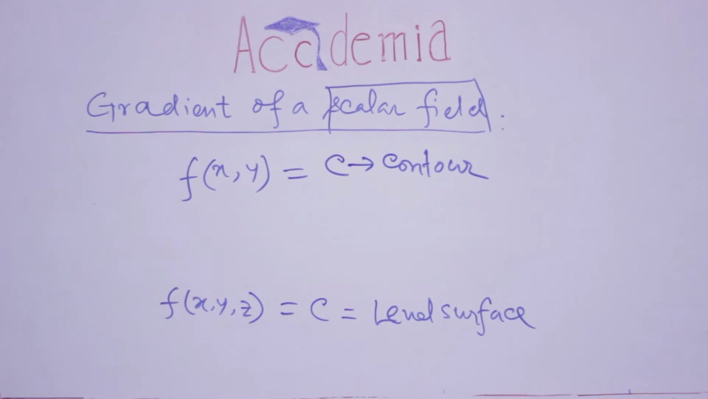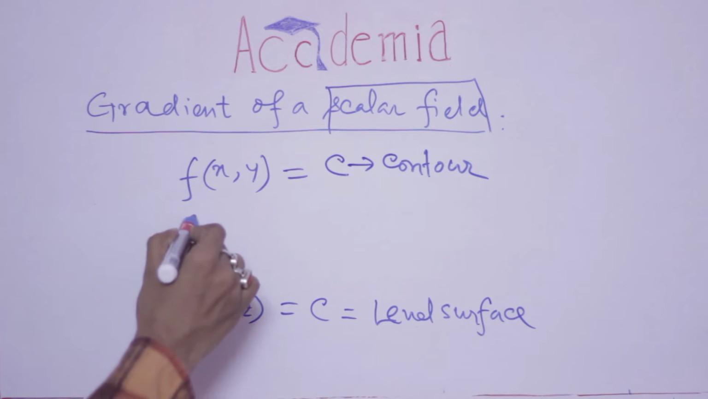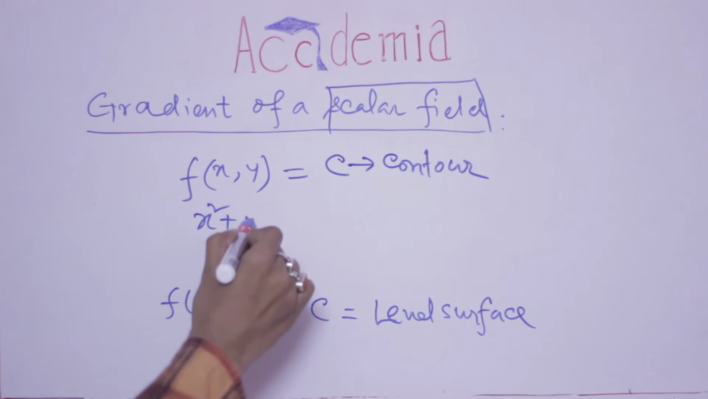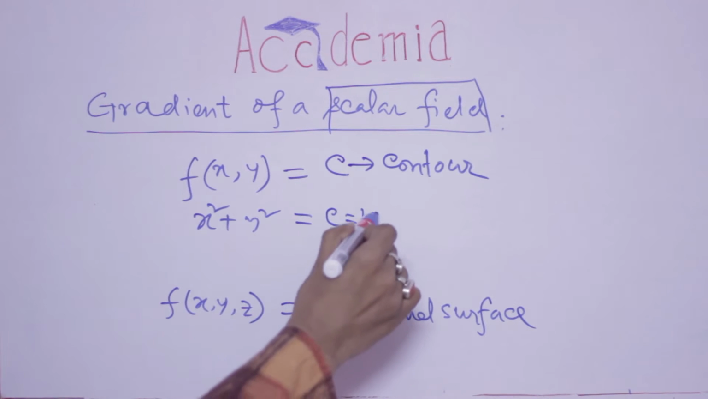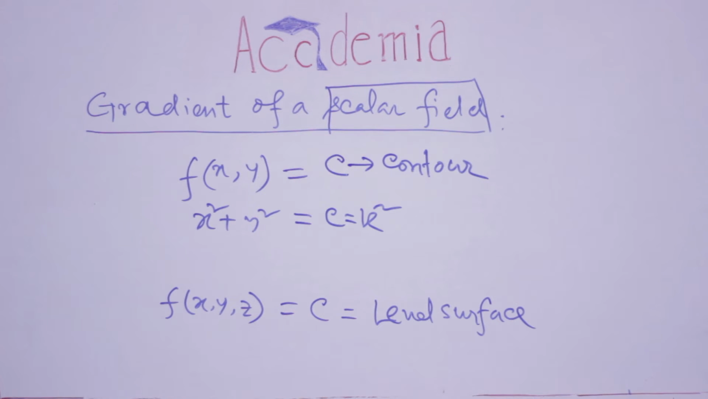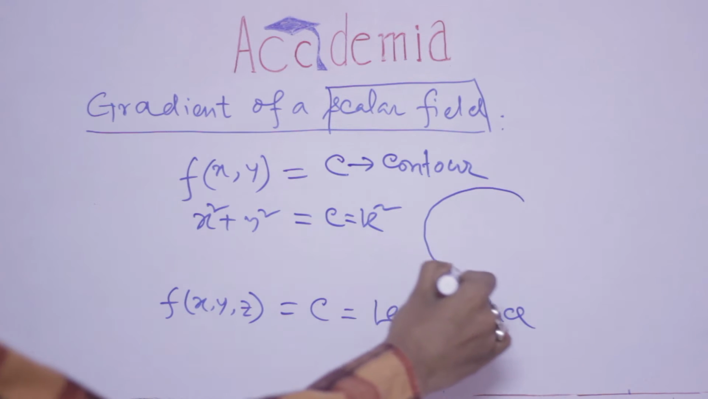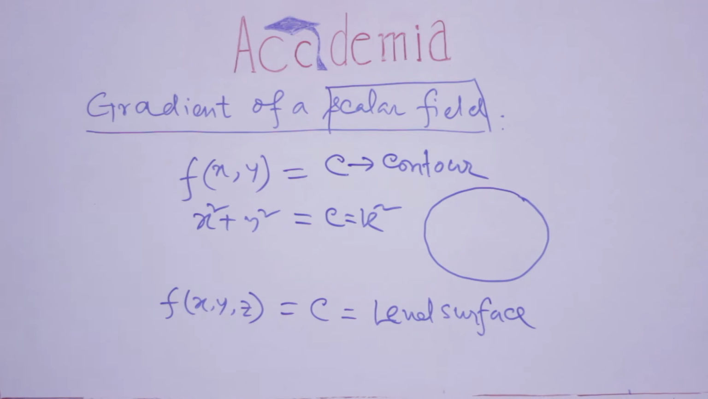Say f(x, y) is equal to x square plus y square. Then x square plus y square equals c equals k square, where k is some other arbitrary constant. Then it is the equation of a circle. Hence a circle is a contour.